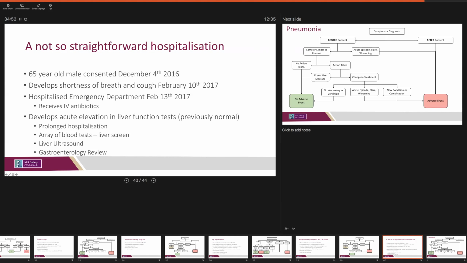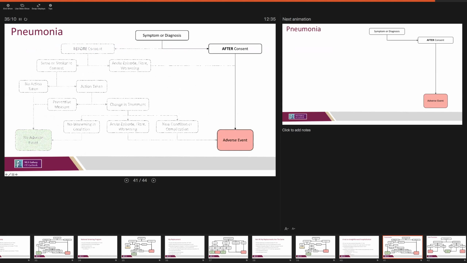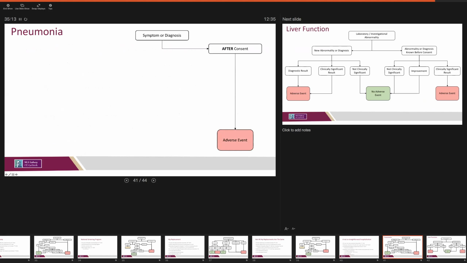While he's in hospital, he develops an acute elevation in liver function tests that were previously normal. That leads to the prolongation of his hospitalization, a series of other investigations, and a review by another service. So first off, from the pneumonia perspective for somebody like him, it's a symptom or diagnosis that occurred after the time of consent that makes that an adverse event. The fact that he wound up being admitted to hospital makes it a serious adverse event.